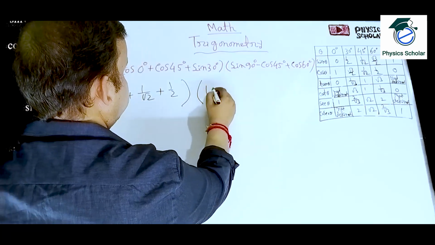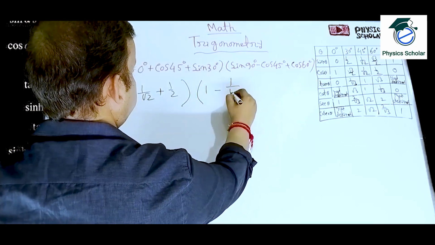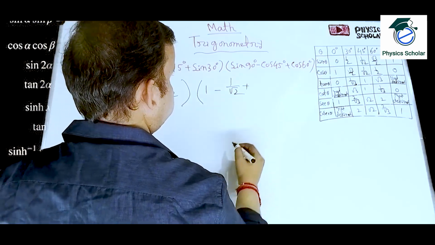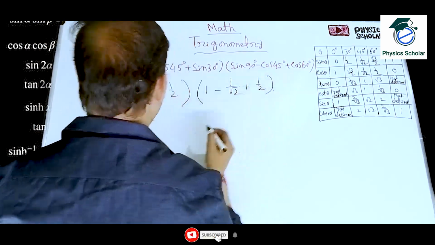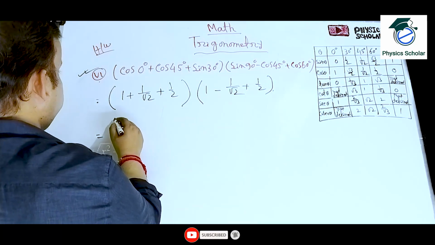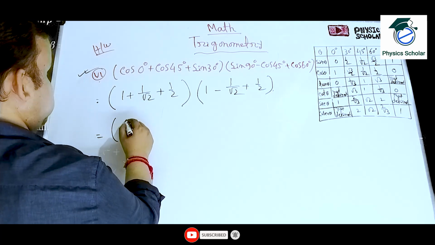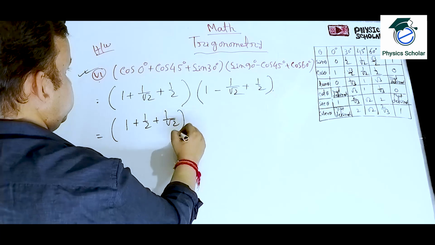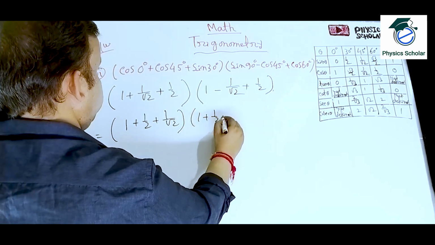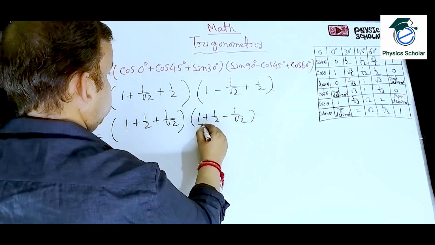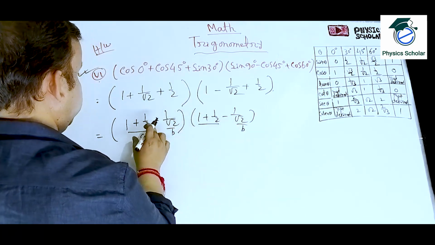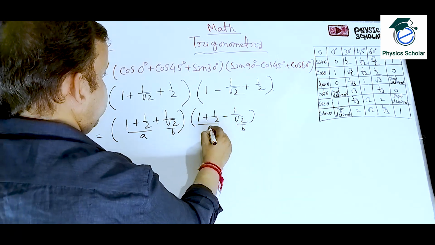Sin 90 value is 1 minus what is the value of cos 45? 1 by root 2 plus what is the value of cos 60 degree? Cos 60 degree value is half. Okay. So that means how you can write 1 plus 1 by 2 plus 1 by root 2, into 1 plus 1 by 2 minus 1 by root 2. So this part is A and this part is B. So what? A plus B into A minus B.